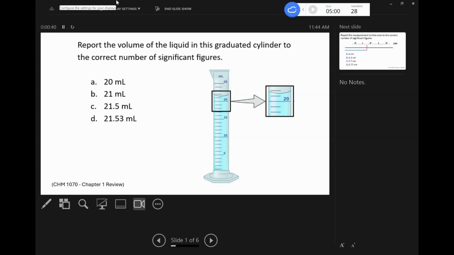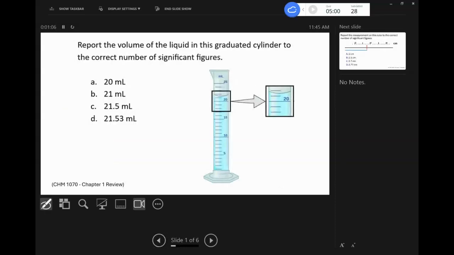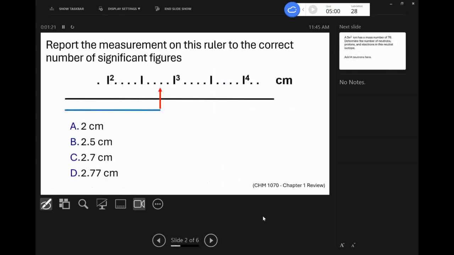We don't know anything more precise. So right there, we know we have for sure 21 milliliters. The next value we approximate, and that would be the total number of sig figs. So here we can have 3 sig figs. We know for sure 21, and then you can approximate the next one. So 21.5 would be the correct option there. Three sig figs: we know for sure we have 21, then we can approximate one more.